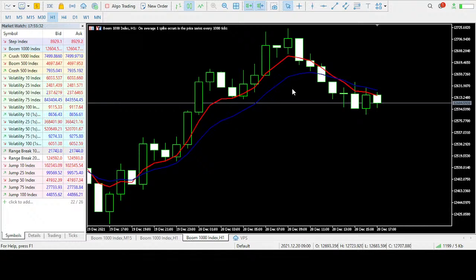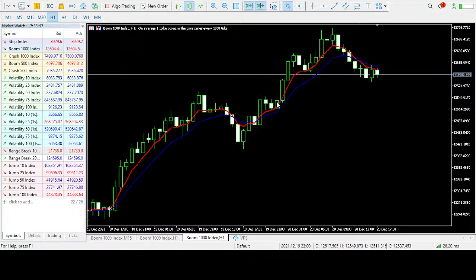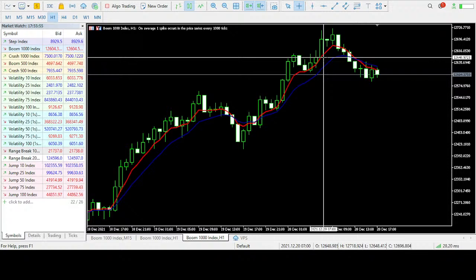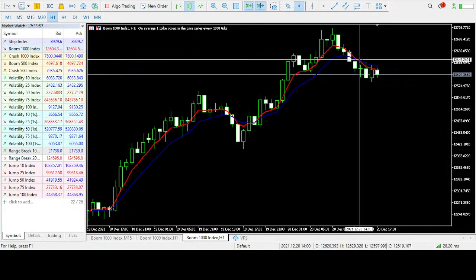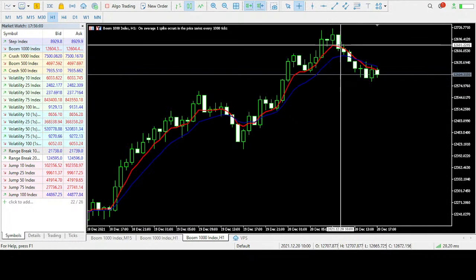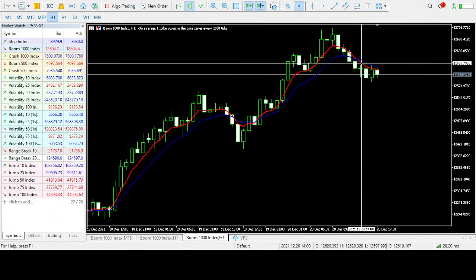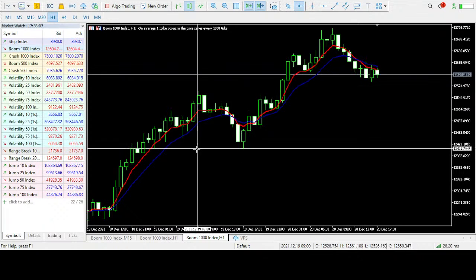Before I continue, just to give you a quick explanation, these are going to be our entry signals. We're going to trade based off of what these indicators show. You're going to have a look at the red moving average. For a sell trade, you want to see the red moving average cross over the blue from the top. If the red is coming from the top and it crosses over the blue, that's a signal for you to sell. If you see something like that happening, that's where you're going to sell.